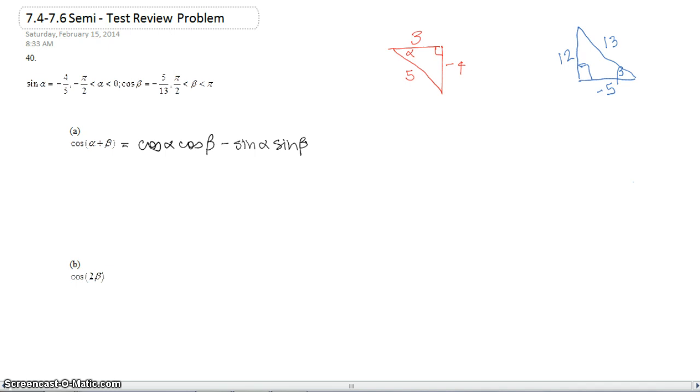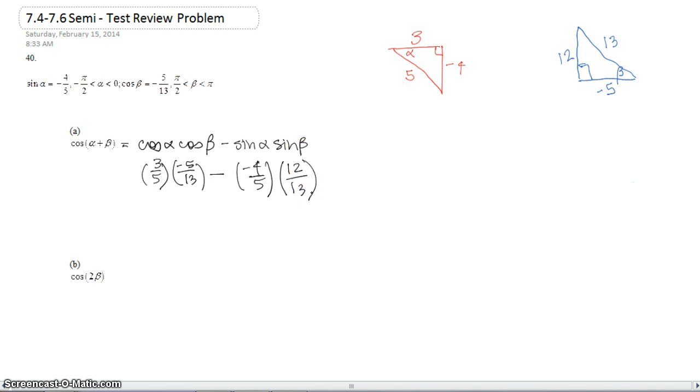Okay, so to find the cosine of alpha, we look at our alpha triangle. The cosine of alpha is going to be adjacent over hypotenuse, or x over r, which is going to be 3/5. Cosine of beta is going to be x over r in our beta triangle, our blue triangle, which is going to be negative 5 over 13. Then we have minus sine alpha. The sine of alpha is going to be opposite over hypotenuse, or y over r, which is going to be negative 4 over 5. And then the sine of beta, which is going to be opposite over hypotenuse, the blue triangle, which is going to be 12 over 13.